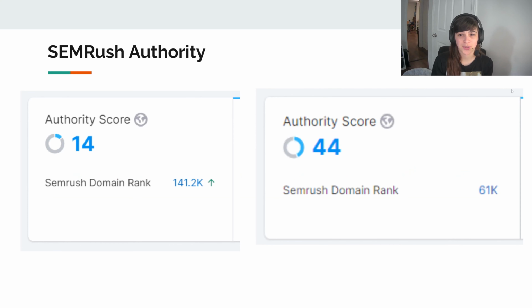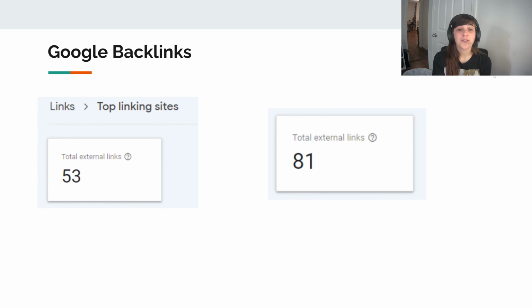So SEMrush authority, this is kind of where I don't really quite understand why it's saying I'm at a 44. I mean, I'm happy with it. I think it's great, but it's basing it off that high backlink number, which I don't think exists. Going from 14 to a 44 in 1 month without that much of a backlink profile is a little bit unusual.